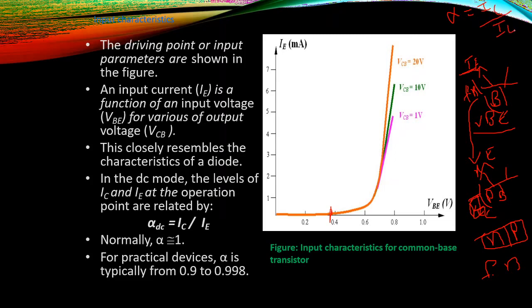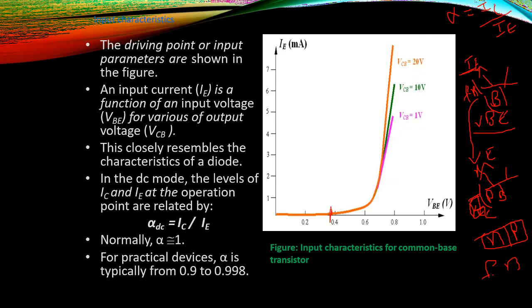So the current gain of the common base circuit is equal to alpha. We are indicating it as alpha. So the alpha value is equal to IC divided by IE. So we can say that the efficiency of the circuit with respect to current gain is IC by IE for the common base configuration.